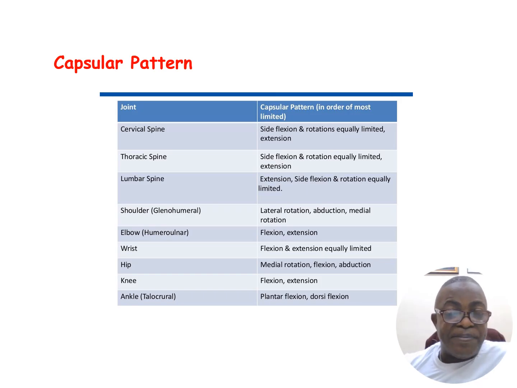You can conclude that it is possible that in the shoulder there is capsulitis or there is osteoarthritis. The capsular pattern for the wrist is that what? Flexion and extension will be equally limited. And for the elbow, flexion is more limited than extension. For the knee, flexion is more limited than extension. For the ankle, the capsular pattern is that plantar flexion becomes much more limited than dorsiflexion.